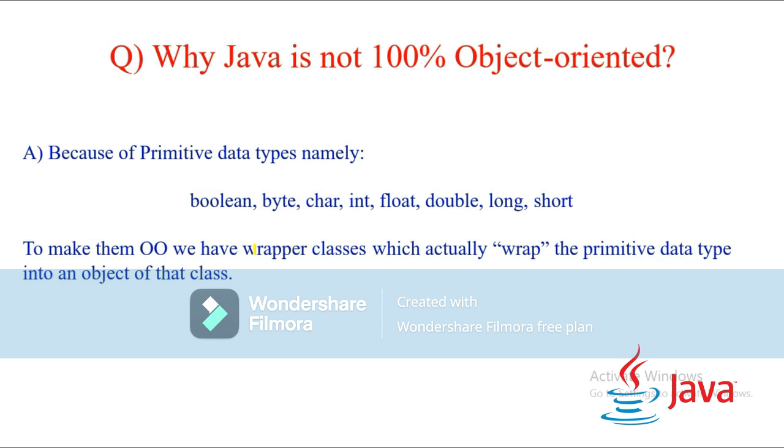So as a roundabout way, Java created some wrapper classes. What are these wrapper classes? They are nothing but a way to wrap your primitive data types into objects of those classes. For example Boolean, with a capital B, Byte with a capital B, Character with a capital C. So they have created such wrapper classes for you.